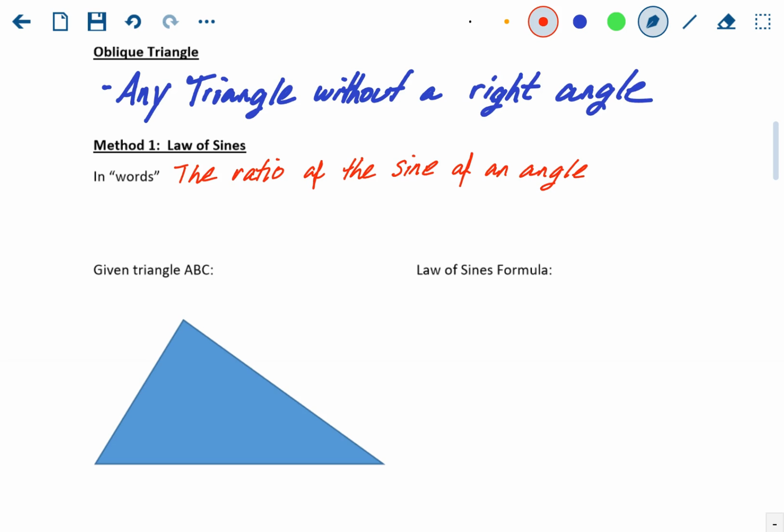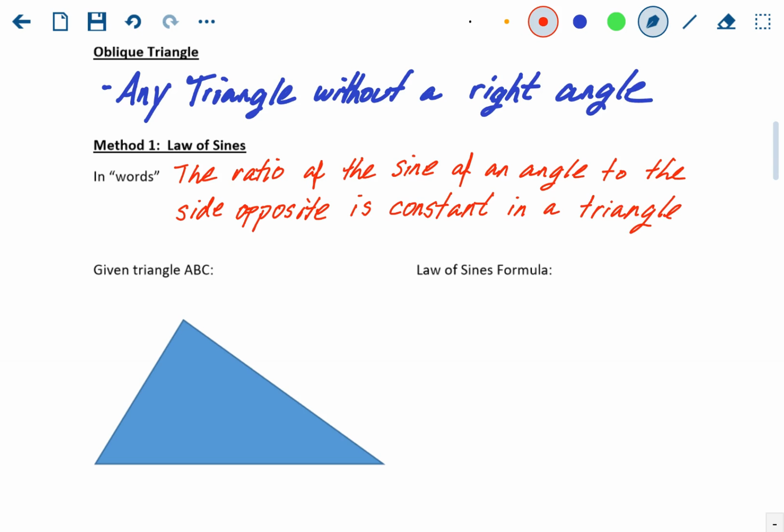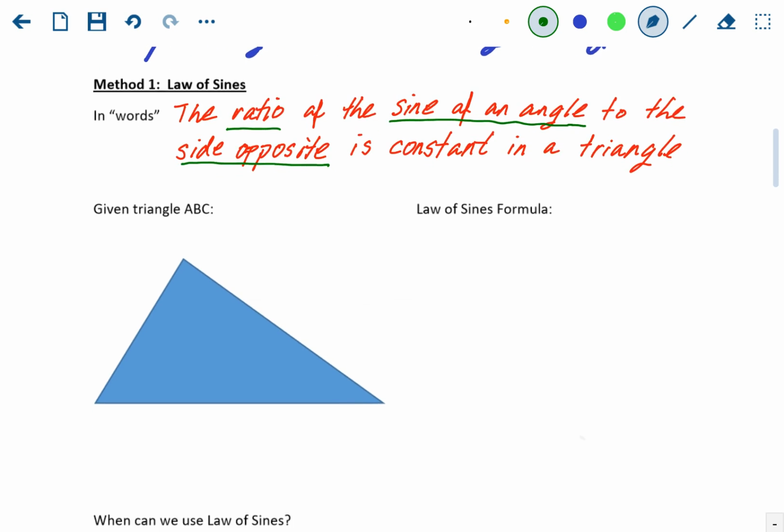a triangle. Okay, so let's break that down a little bit. The ratio, so we're going to have one fraction equal to another fraction. Well, how do we form those fractions? The top of the fraction is going to be the sine of an angle, and the bottom of that ratio is going to be the side opposite of that angle. Okay, and that ratio is always constant. Doesn't matter the angle length, doesn't matter the side. It's always going to be the same throughout a triangle.